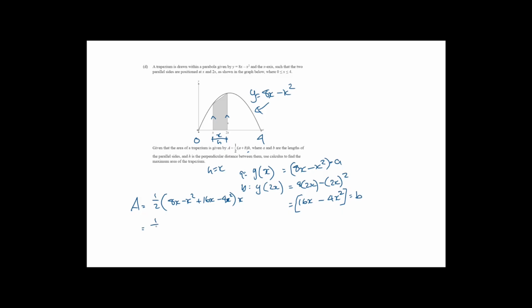Let's simplify it a little bit. Half x times (24x minus 5x squared). Now let's expand out the brackets, so multiply the outside to the inside: it's minus 5 over 2 x cubed plus 12x squared, and there's no other term. So that's our area in terms of x.